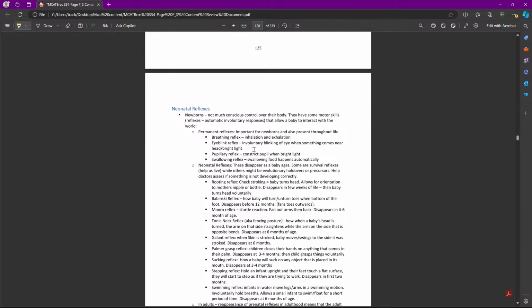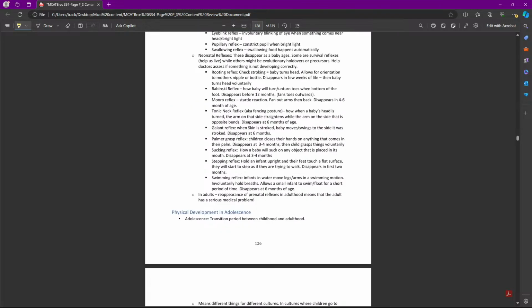Eye blink reflex, which is involuntarily blinking the eye when someone gets close to the head or bright light. The pupillary reflex, which constricts the pupil in bright light. Swallowing reflex, swallowing food happens automatically. Makes sense. The neonatal reflexes disappear as the baby ages. Some are survival reflexes that help us live, while others are evolutionary holdovers or precursors.